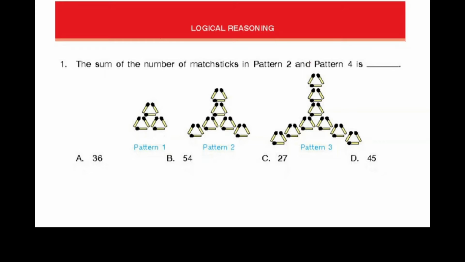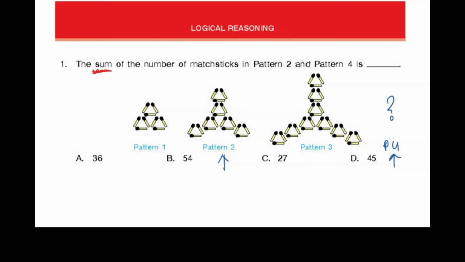The question we have is: the sum of numbers of matchsticks in pattern 2 and pattern 4 is. So we have pattern 2 present here, but we don't have pattern 4, right? Pattern 4 is absent. So we first of all need to locate what pattern is being followed here, and then after finding out the number of matchsticks in pattern 4, we'll be able to find the sum. We have to find the sum of pattern 2 and pattern 4.